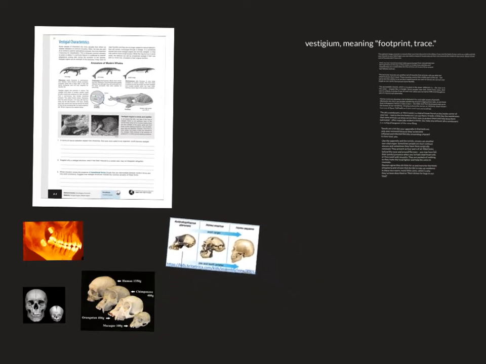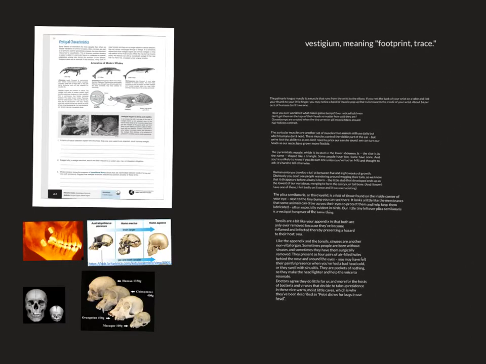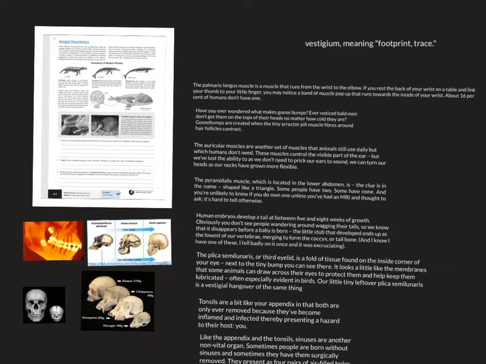So we would call these wisdom teeth vestigial, right? They're a footprint or a trace, a clue, if you will, to our ancestry, to our common ancestors. There's a lot of these clues.